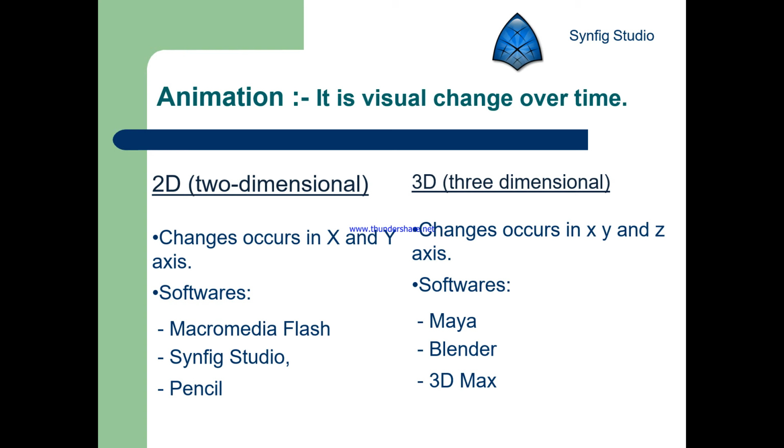Now we move to the 3D animation. 3D animation stands for three-dimensional, where the change occurs in three sides. Three sides means length, width and height. Whenever we see the third dimension, that we call 3D animation.